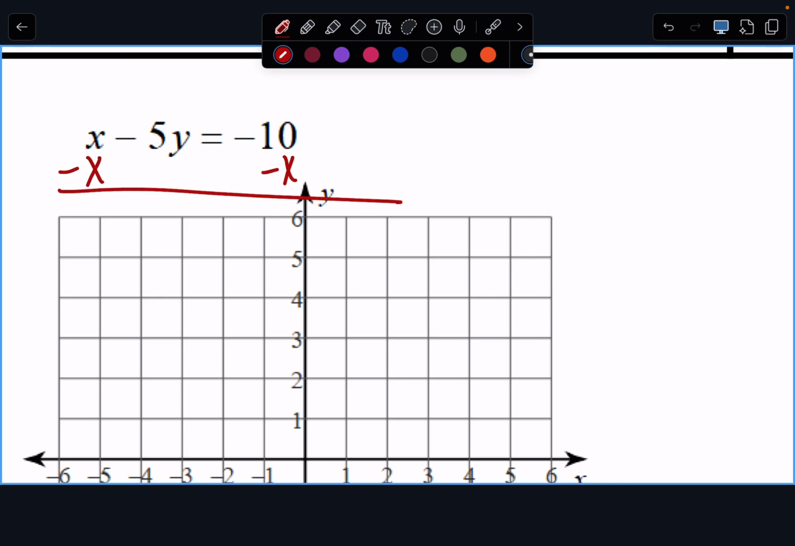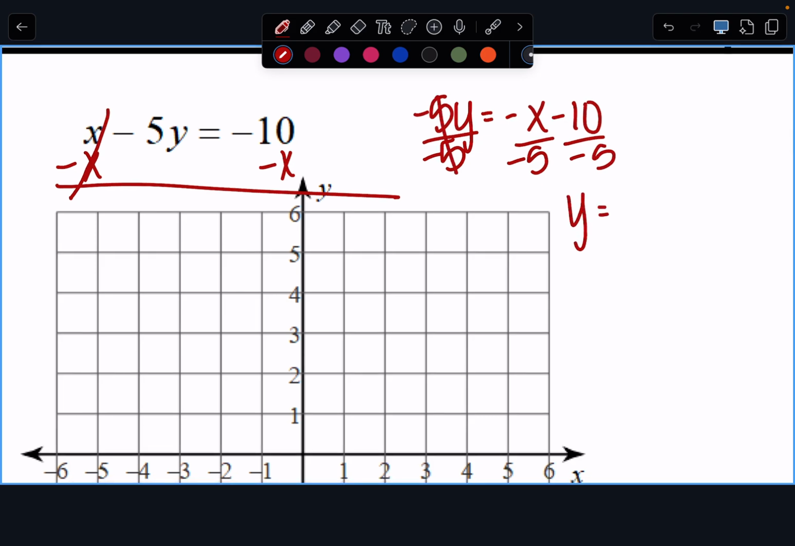So when I solve for y, I can just move that x over in one step. So we get negative 5y equals negative x minus 10. Right, I'm just moving that x to the other side. Then I still don't want that negative 5 in front of the y though, so we're going to divide everything by negative 5. And I get y equals, I've got a negative over a negative, good. And that's a 1 over 5, 1/5. Good. Then negative 10 divided by negative 5 is positive 2. And now we can graph.